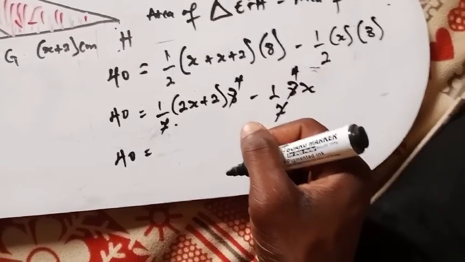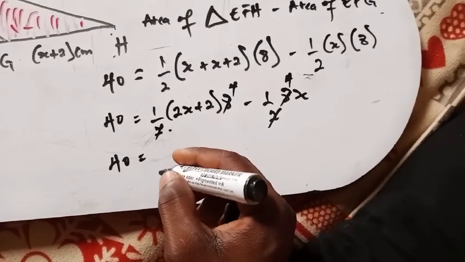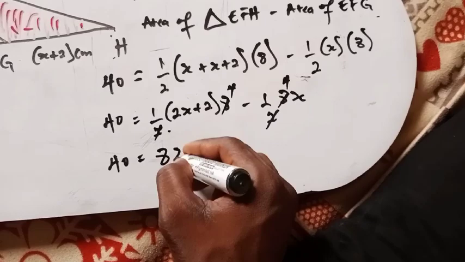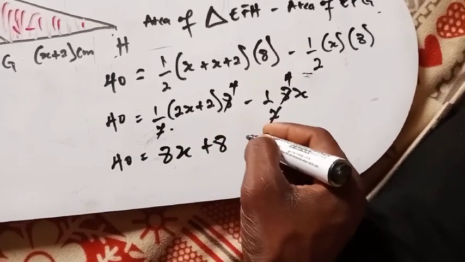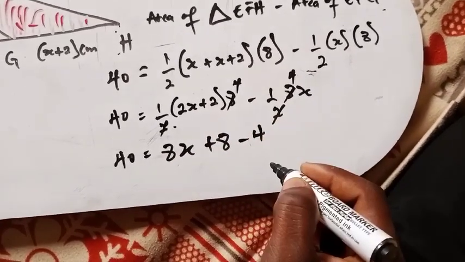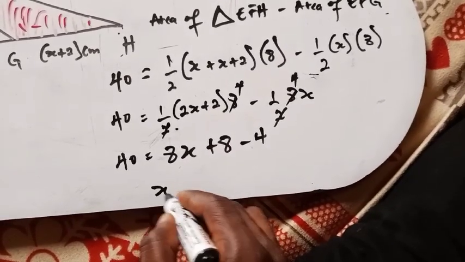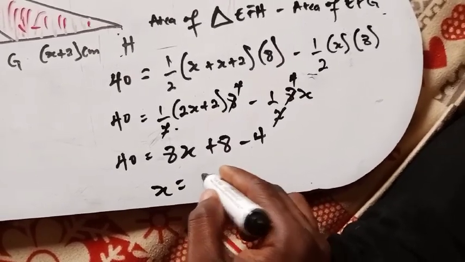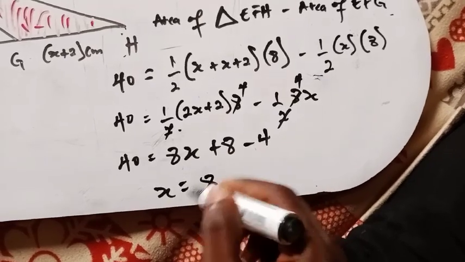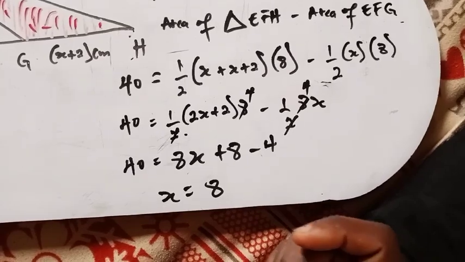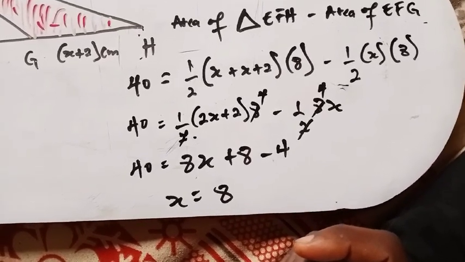So according to my calculation here, I have 8x plus 8, everything minus 4x, right? So from this, I came to the point where you have x equal to 8. If you don't know how to solve this, then make sure that you just comment along, right? So once you have x equal to 8, then we are free.